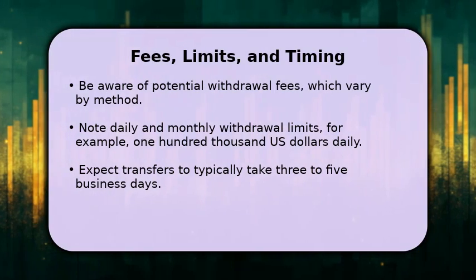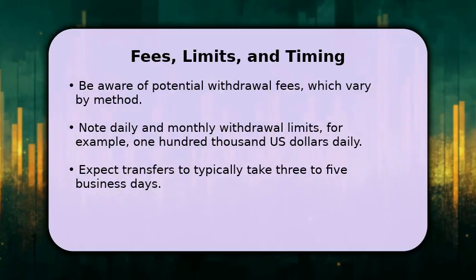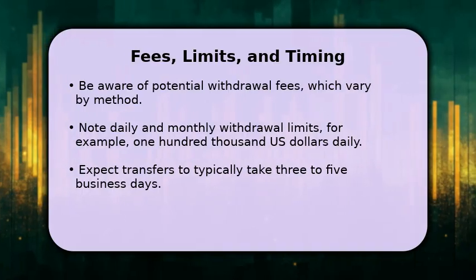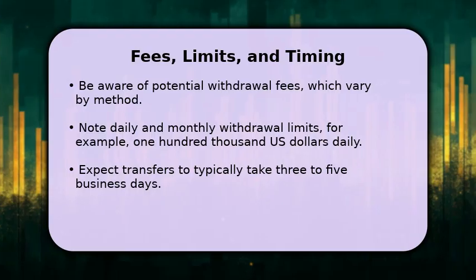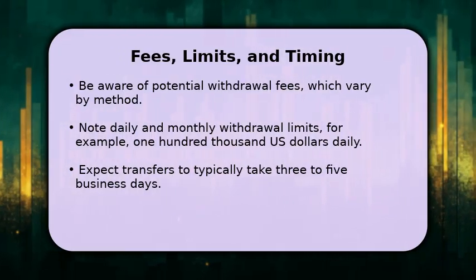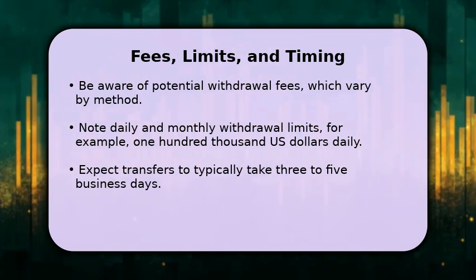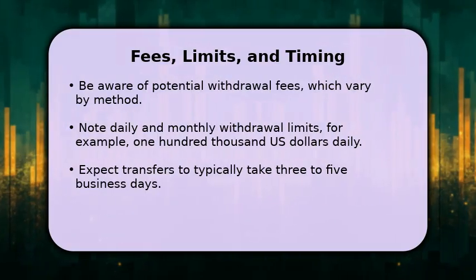When withdrawing, remember that some methods like SWIFT transfers may incur a fee of 45 US dollars, while ACH transfers often have no Crypto.com fee. There are also limits, such as a daily maximum of 100,000 US dollars. Most bank transfers typically process within 3 to 5 business days. Always double-check these details in the app for the most current information.